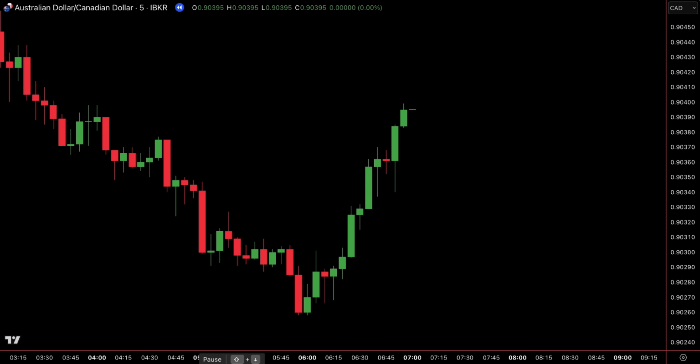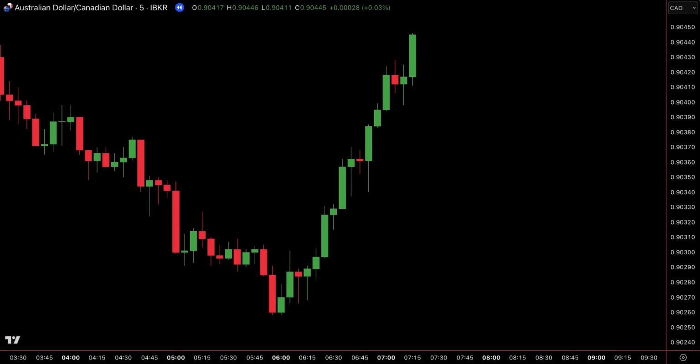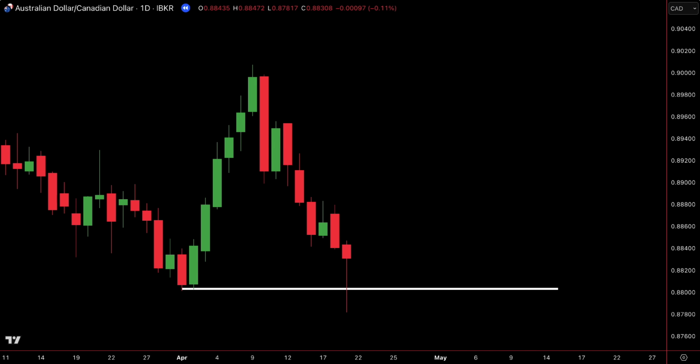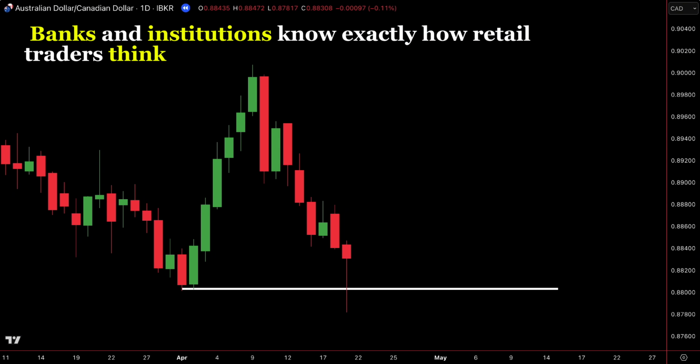The short sellers panic, start closing their losing trades, and that panic adds fuel to the reversal, while smart money profits from the move they engineered. Let's dive into a brutal manipulation pattern that wipes out tons of retail traders every week, the fake pin bar trap. Now, here's what you need to know first.